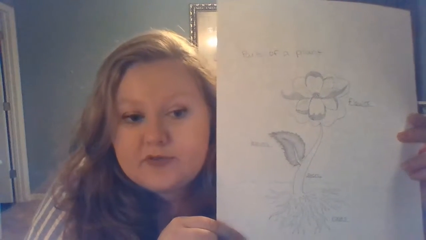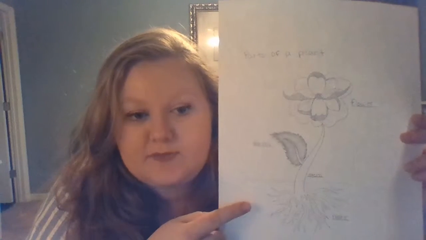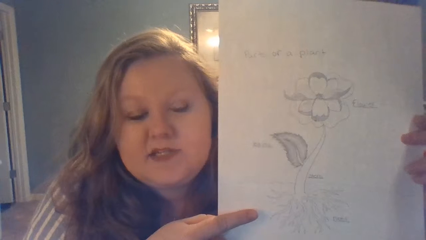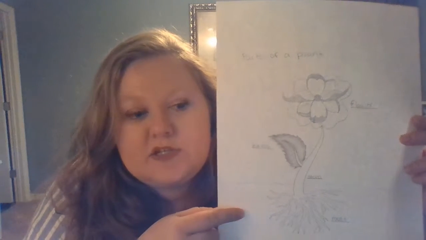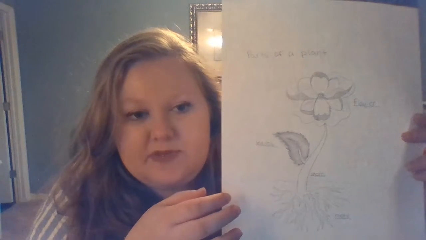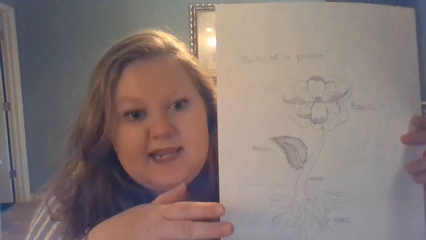The roots grow under the ground and they are used to get water and nutrients from the soil. That's why they're underneath it. And then we have the stem, which is connected to the roots, and it's used to transport the different nutrients and the water to the different parts of the plant. And it's also used to hold the plant up and help it stand steady.